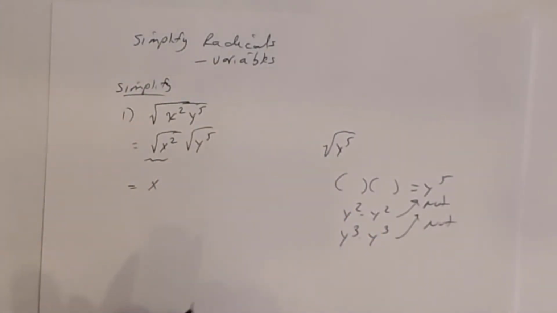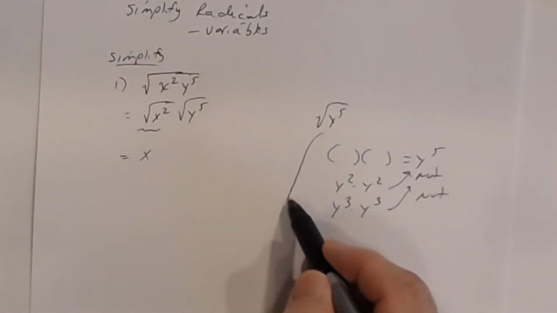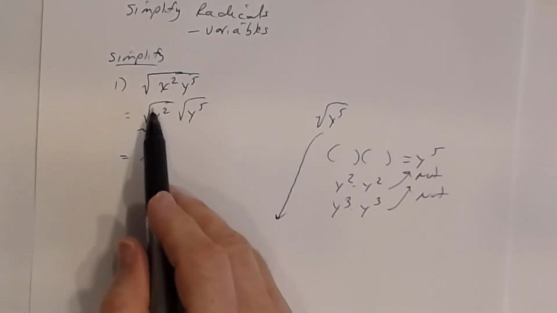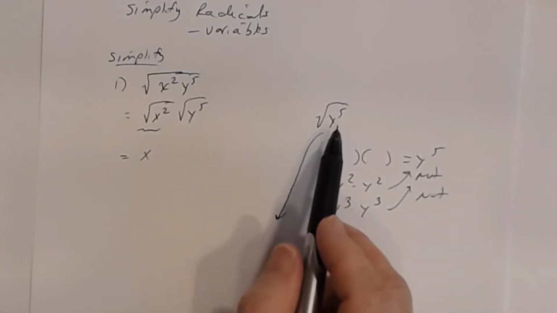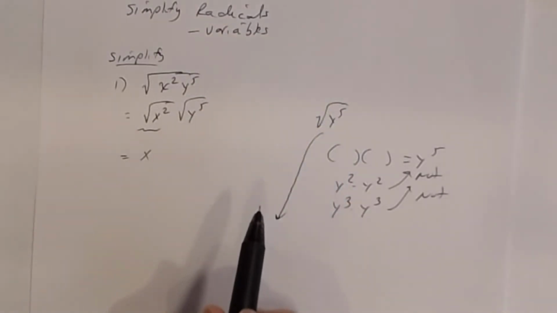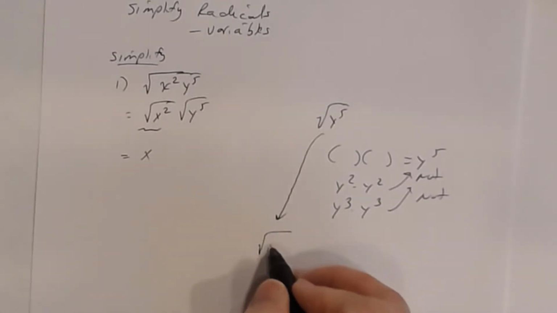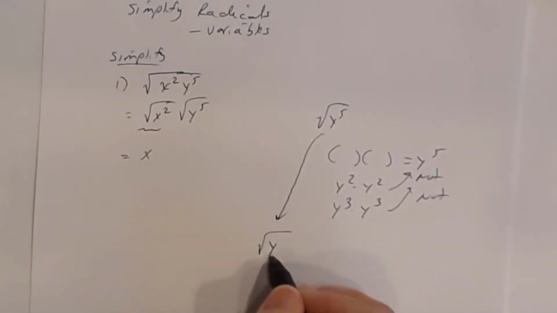Now here's the way you want to think about this, and it helps. Since the index is 2, you want to find an exponent that's divisible by 2, right? So here's how you can think about this. I'm going to rewrite the square root of y to the fifth right here.